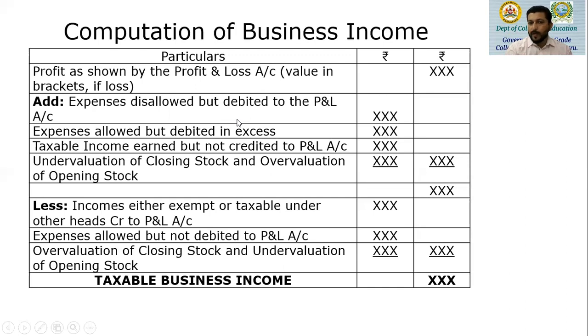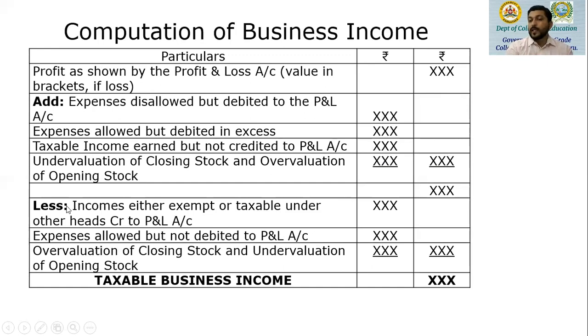Expenses disallowed but debited to profit and loss account. Expenses allowed but debited in excess. Taxable income earned but not credited to profit and loss account, and undervaluation of closing stock and overvaluation of opening stock must be added. So these four items will be added to profit and loss account. Suppose if the starting point was a loss, so this would be minus value, this would be plus value. So you will get plus or minus as the case may be in the problem.